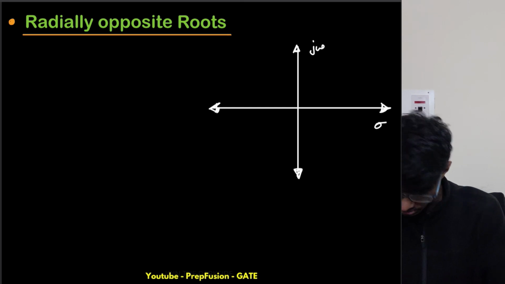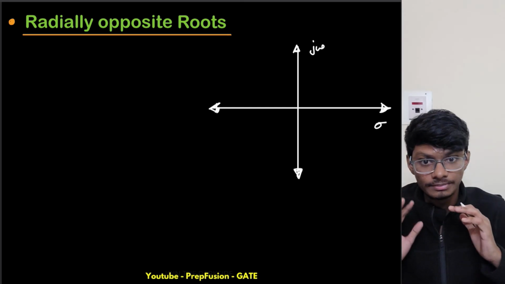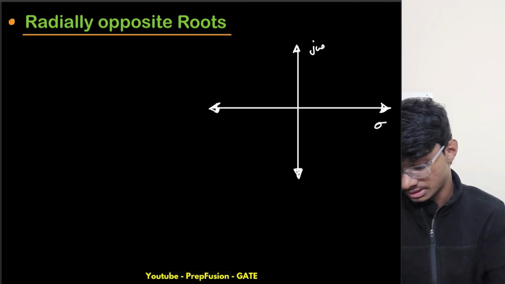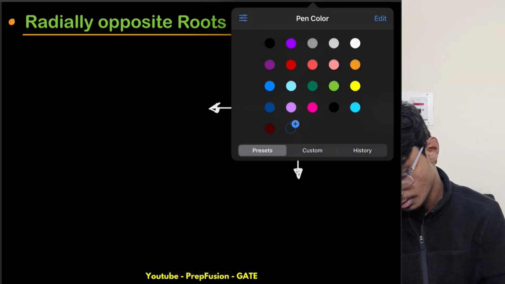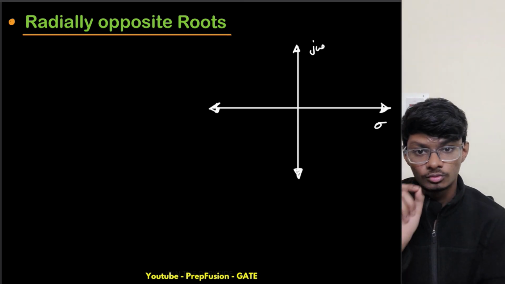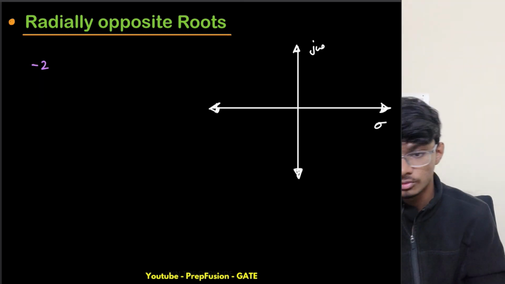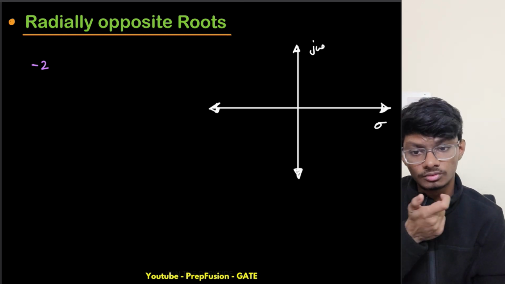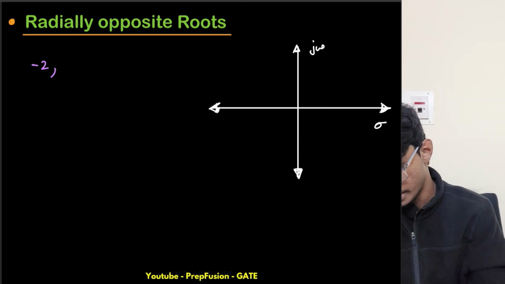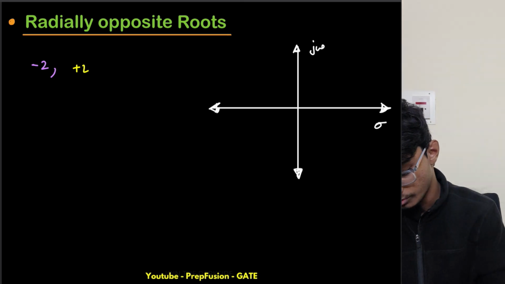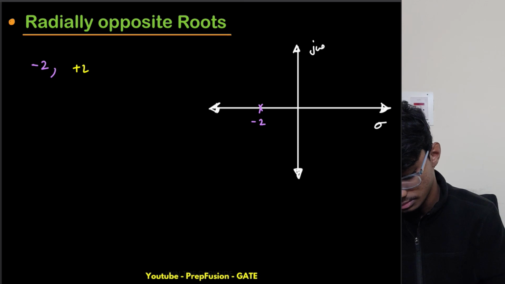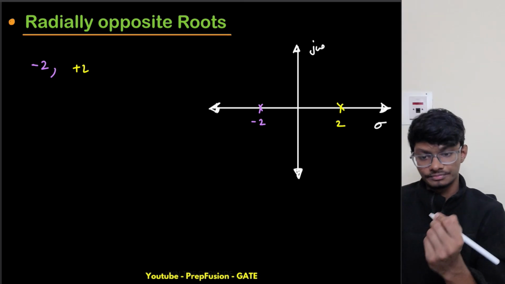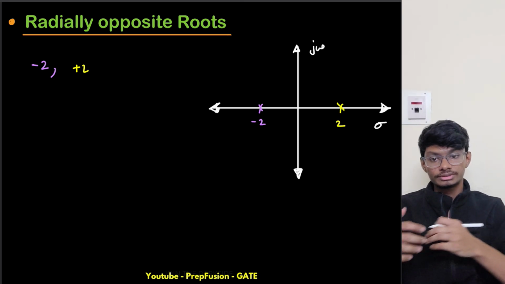Sigma and j omega, right? So this is my sigma and j omega. What do I get? Let's say one of my roots is at -2. Then where will my other root lie? It will lie at +2. Okay, so if one of my roots is at -2, then the other root will lie at +2.